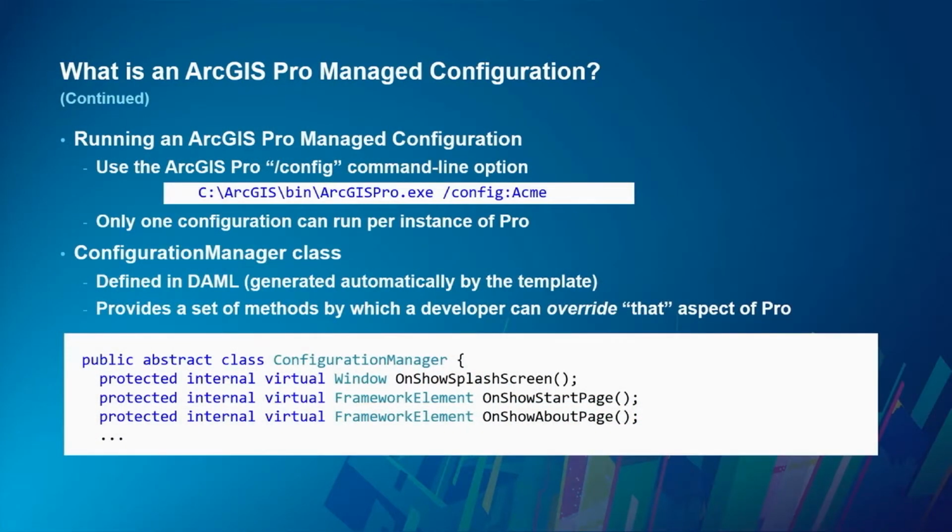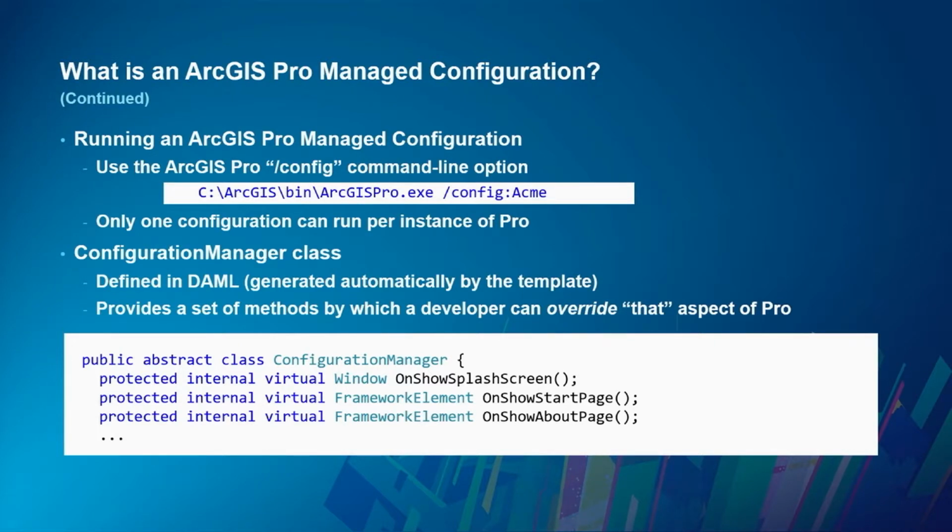So how do you run a configuration? You run a configuration on the command line using the /config argument. Here on the code snippet at the top, you can see how the Acme configuration is passed on the command line. So you can install multiple configurations on your machine, but only run one per instance of Pro.